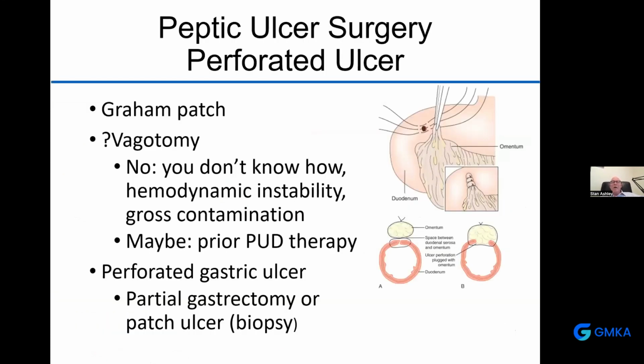Perforated ulcer, there is good data that we don't need to do anything definitive. And so it's patch the ulcer. We typically talk about using omentum, not closing the ulcer, not closing the perforation, but just sewing the omentum to it. And usually not adding a vagotomy to that. Again, with gastric ulcer, because of the concern about malignancy, you either got to really biopsy it or consider a partial gastrectomy.